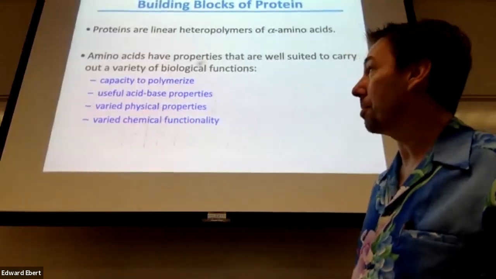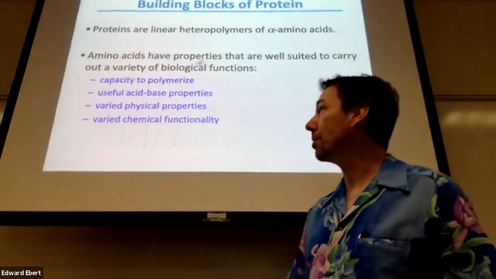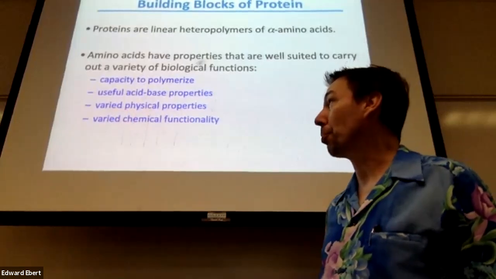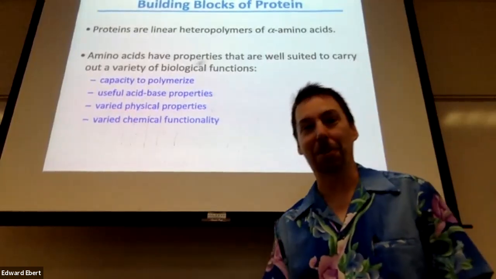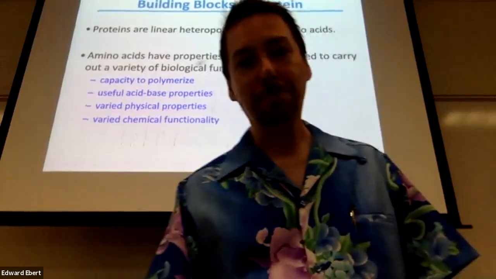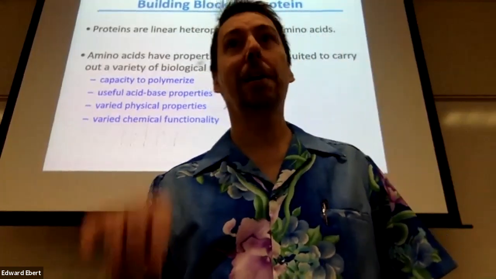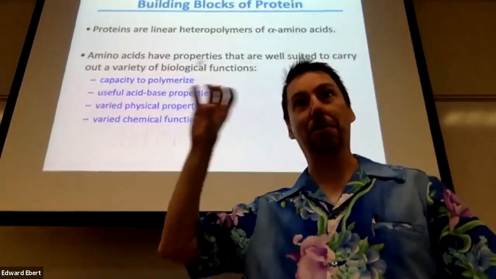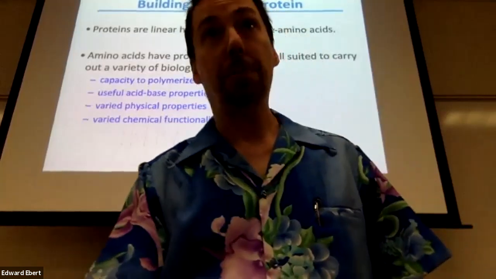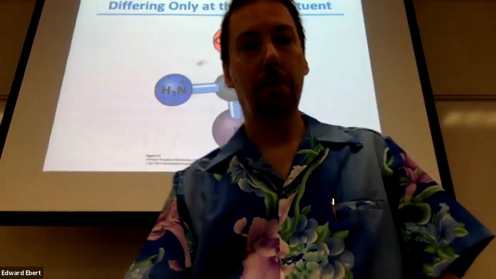We have a lot of acid-base properties with our amino acids. There's a bunch of different physical properties and a bunch of different chemical properties that we'll talk about here. And we can classify our 20 amino acids based on some of these different properties, which helps make them a little easier to memorize. Okay.